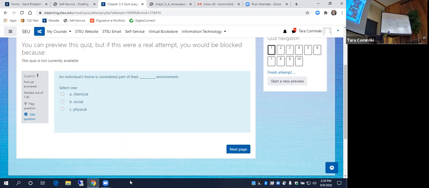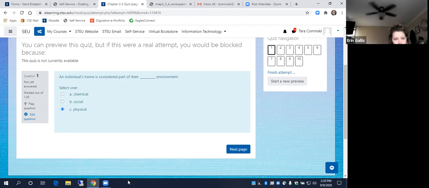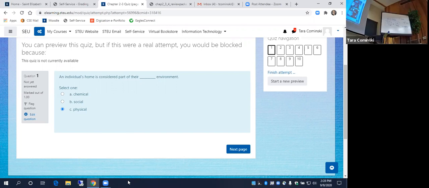Okay, so this is a pretty easy question. An individual's home is considered part of what kind of environment? What is it? Physical, right? All right, cool. So what are some environmental hazards or things that people can be exposed to that come from the home or arise from the physical structure? What would you think? Okay, asbestos, carbon monoxide, good.